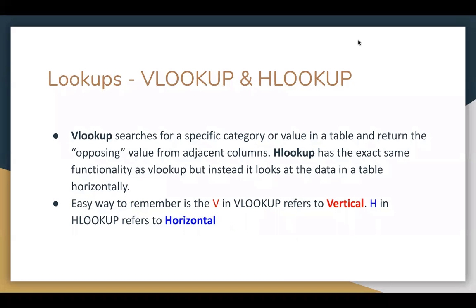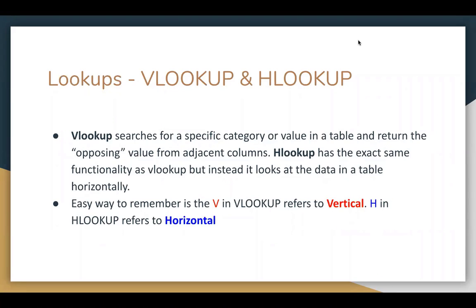All right, so next up, we're going into our next segment being lookups, VLOOKUP and HLOOKUP. Now, VLOOKUP searches up the specific values in a table and returns the opposing value from adjacent columns. And HLOOKUP has the exact same functionality as VLOOKUP, but instead it looks at the data in a table horizontally.